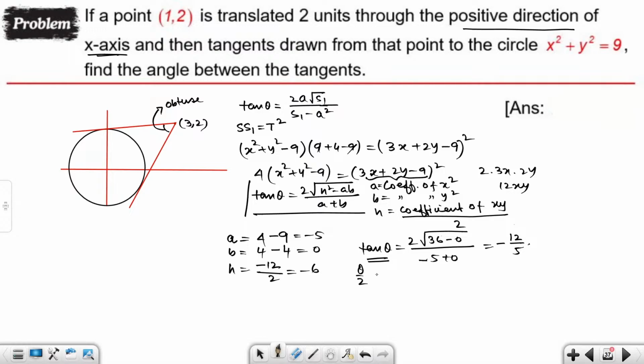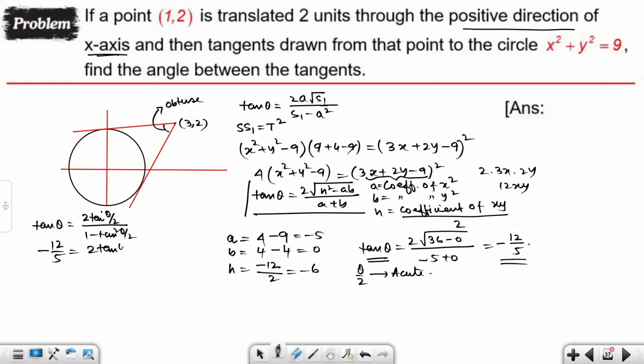So theta by 2 will be guaranteed an acute angle. If theta is an obtuse angle, then theta by 2 is definitely an acute angle. So tan theta, we know from basic trigonometry, can be written as 2 tan theta by 2 divided by 1 minus tan square theta by 2. You can leave your answer over here also. There is no harm. But if we try to get the answer in positive value, that is why I am trying this. So tan theta is 2 tan theta by 2 by 1 minus tan square theta by 2. Tan theta is basically minus 12 over 5.